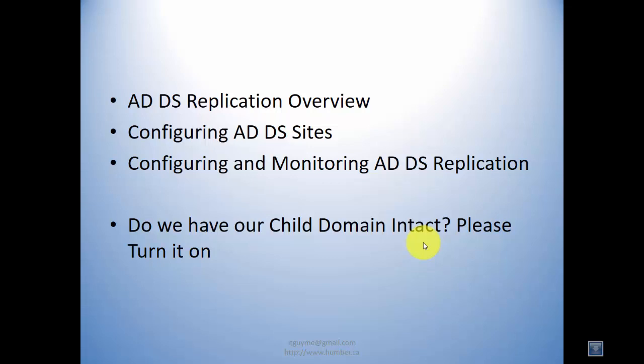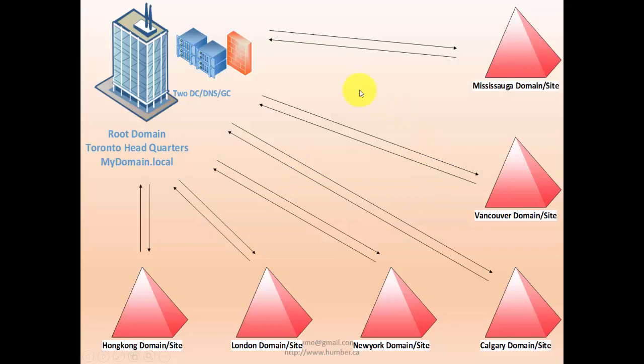Let's just go and check it out. So if we have all these branches, the pyramids are actually branches, and Mississauga, Vancouver, Calgary. We have to tell Active Directory that there are branches here. We're going to create some make-believe branches of our own, but we're going to use all the features of Active Directory to know that.